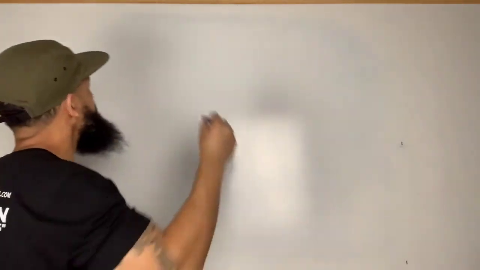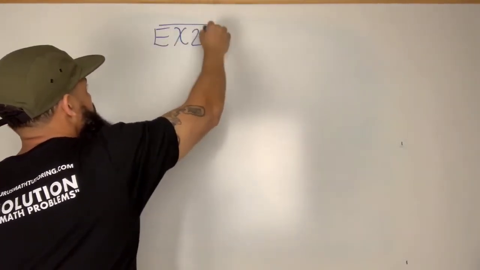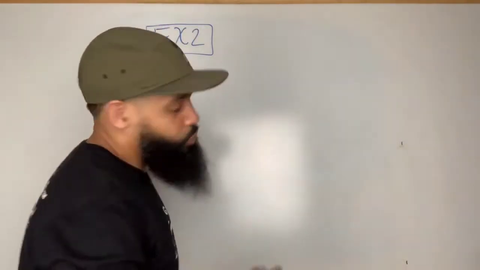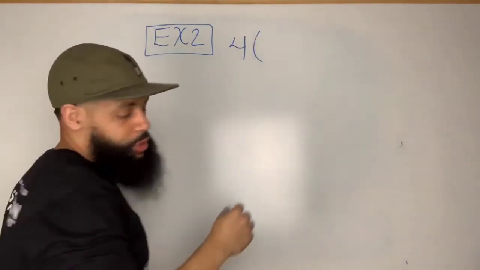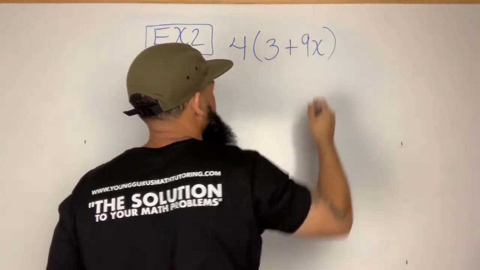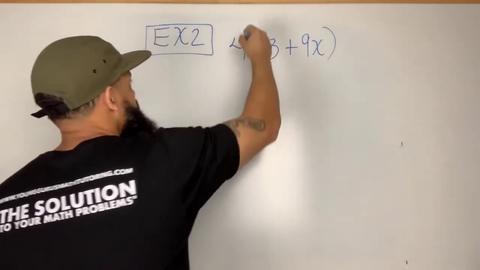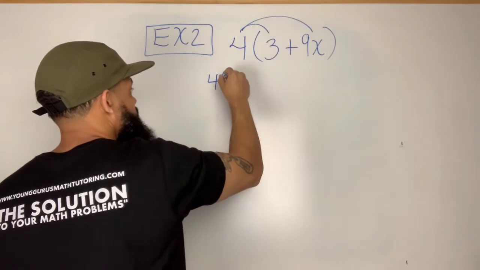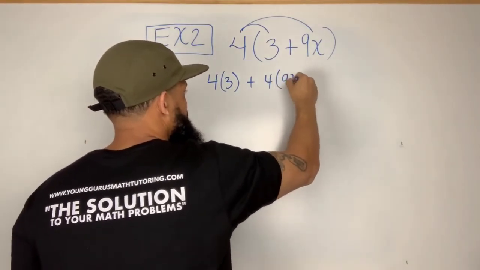Example 2. All right, example 2, we're going to do another one. We're going to say 4 times the quantity of 3 plus 9x. All right, same thing. We need to distribute the 4 to everything in parentheses. Okay, so 4 times 3 plus 4 times 9x.